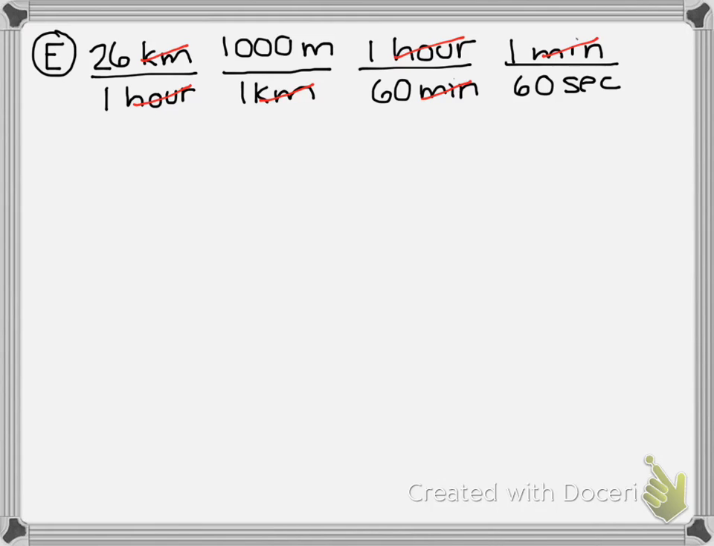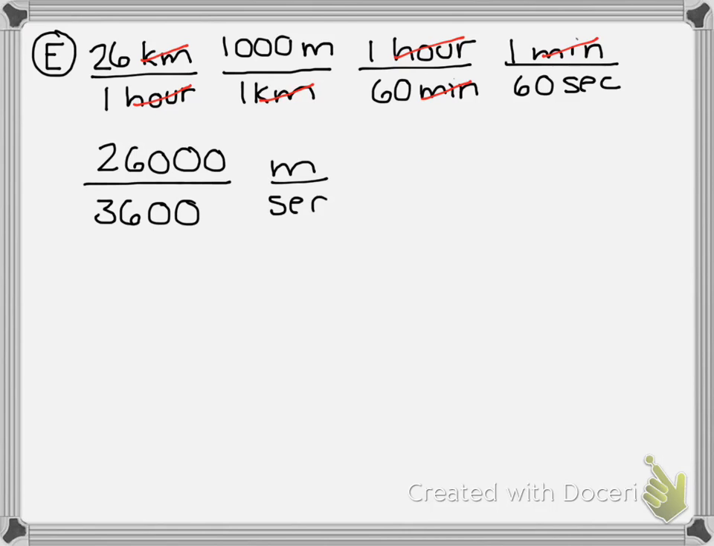There was a lot of conversions in this one. 26 times 1,000 times 1 times 1 will give me 26,000. 1 times 1 times 60 times 60 will give me 3,600. And I have left in my units meters per second. And if I divide 26,000 by 3,600, I have 7.2 repeated meters per second.